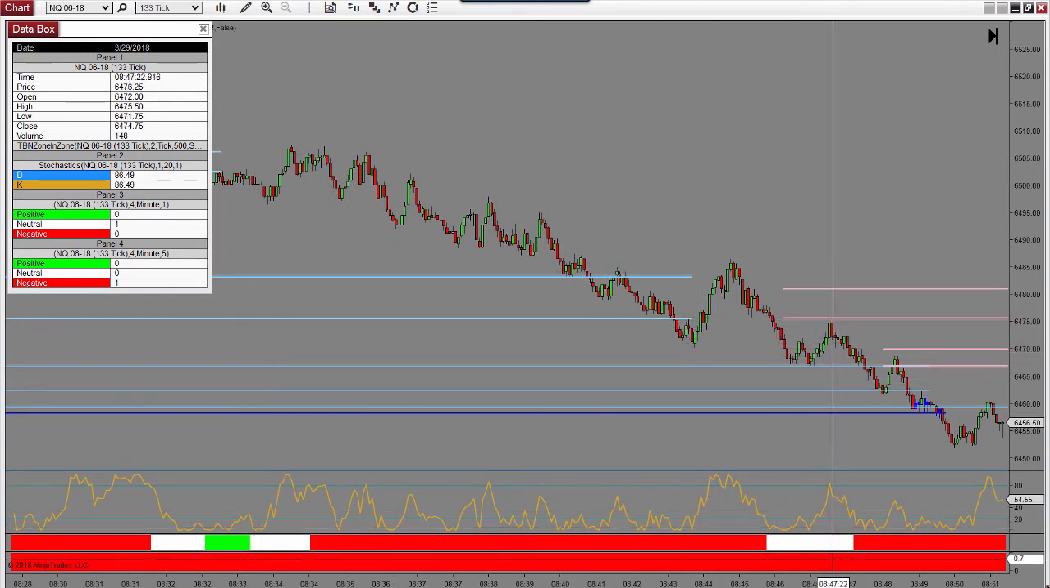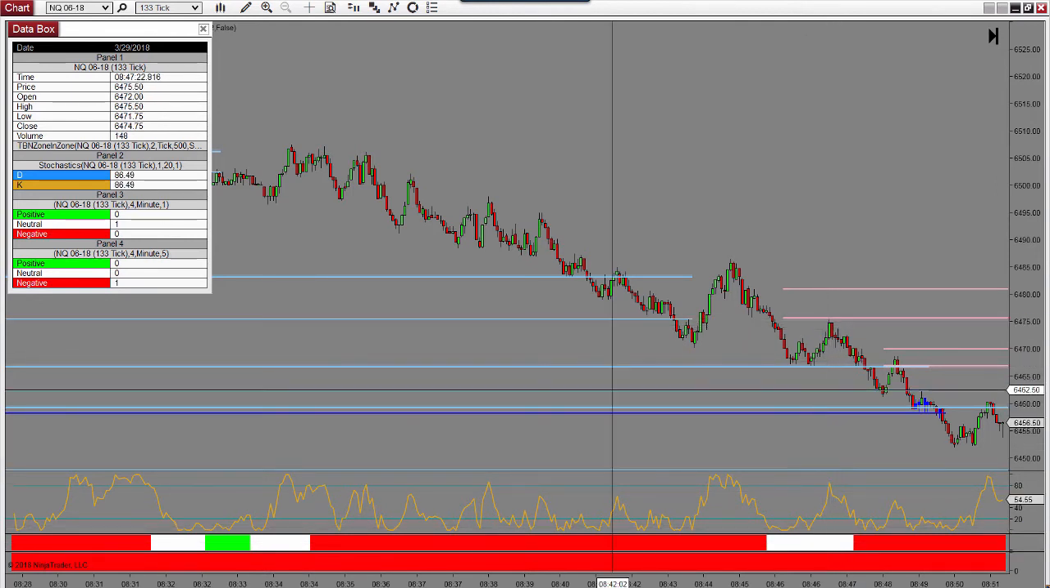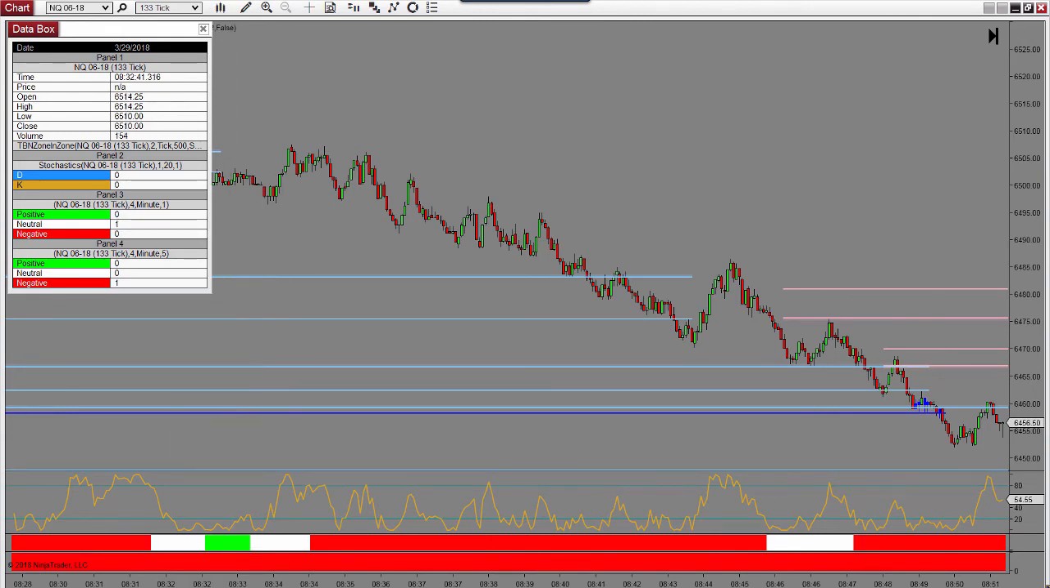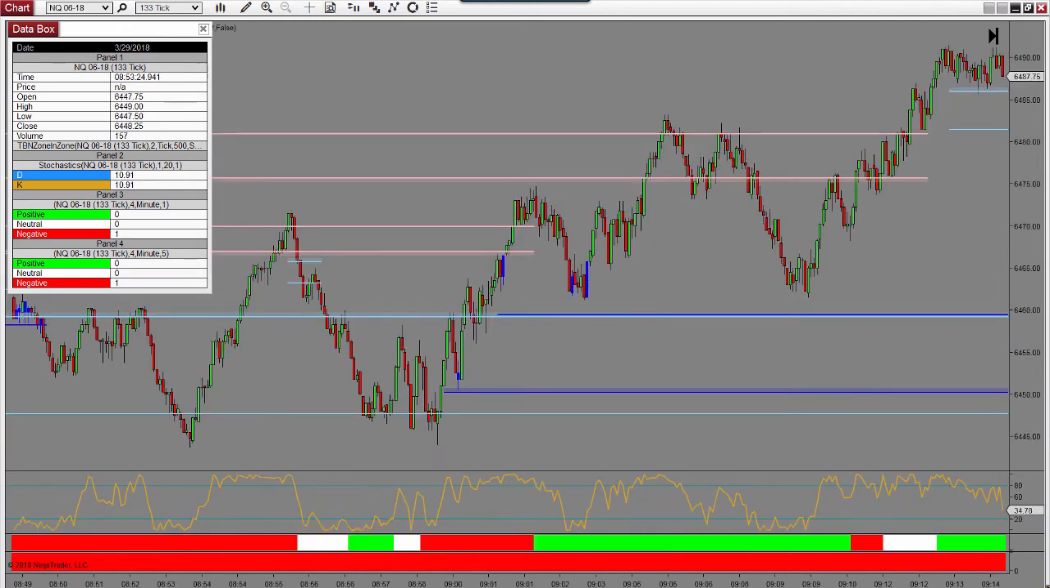Here's your first fresh zone. Now, unfortunately, you have a neutral trend here. Otherwise, this would be a beautiful trade. We'll just kind of zip through some of these so you can get an idea. Here's your zone in the zone. Look at that nice little trade there. Beautiful trade, zone in the zone.